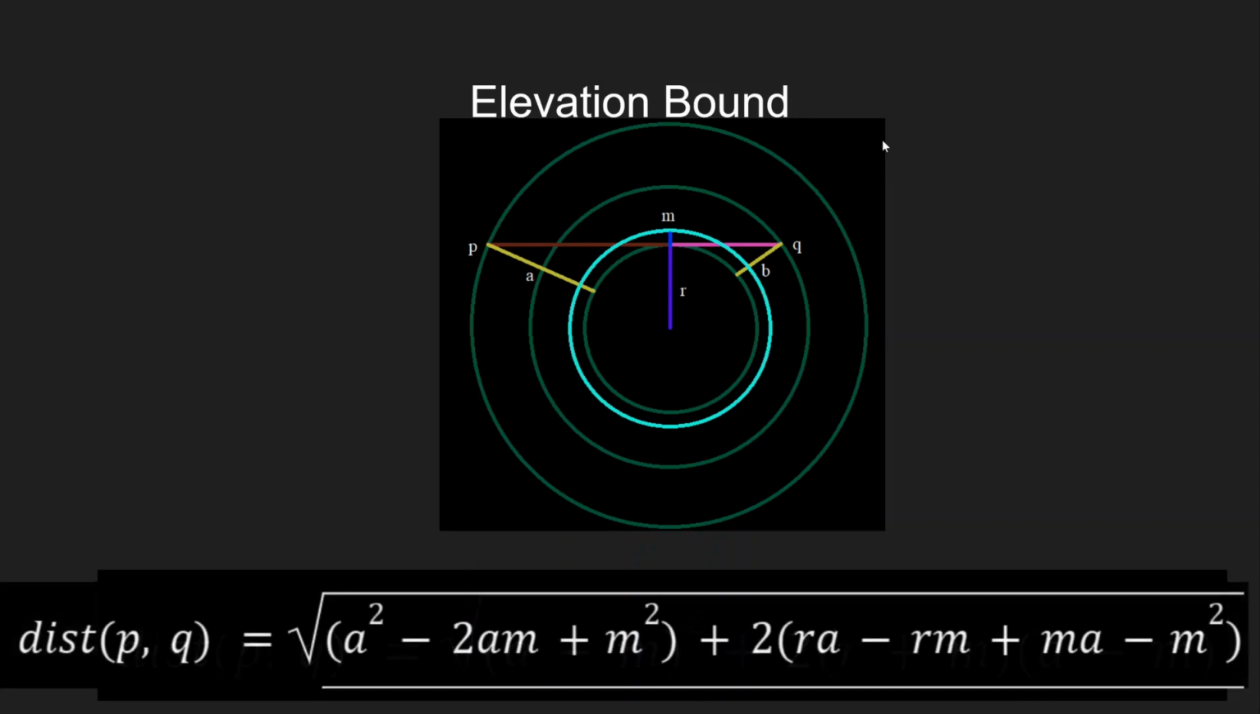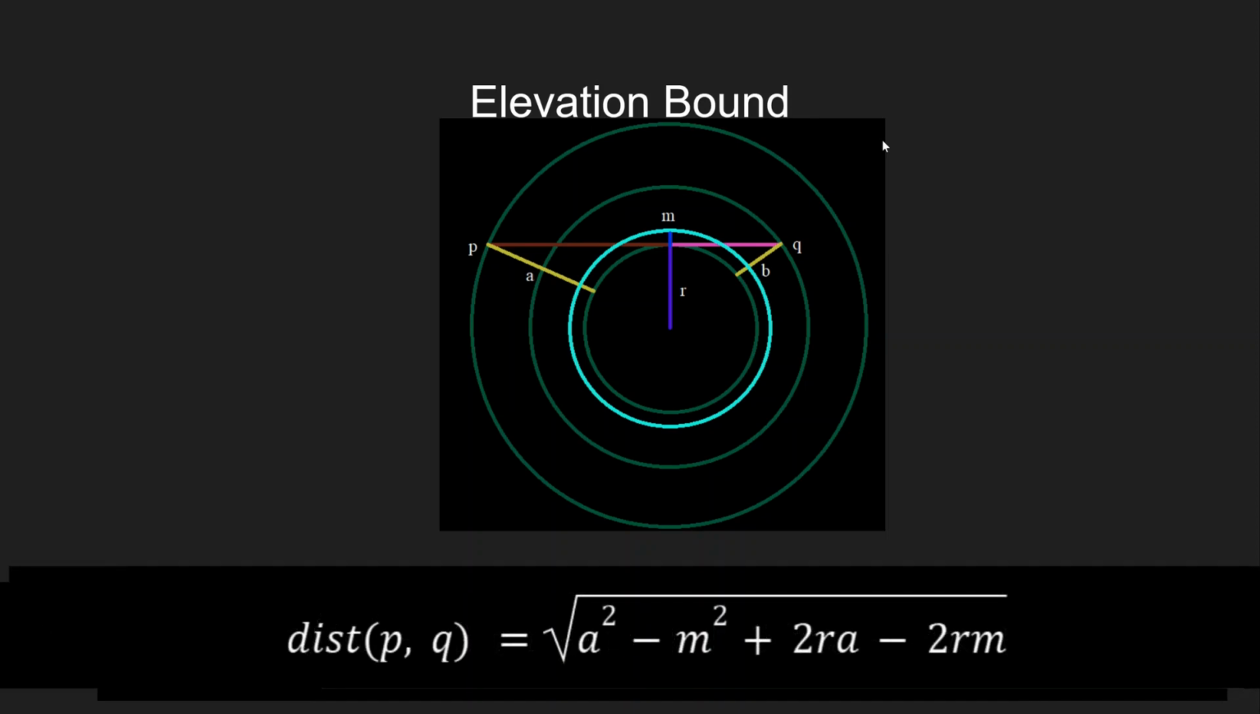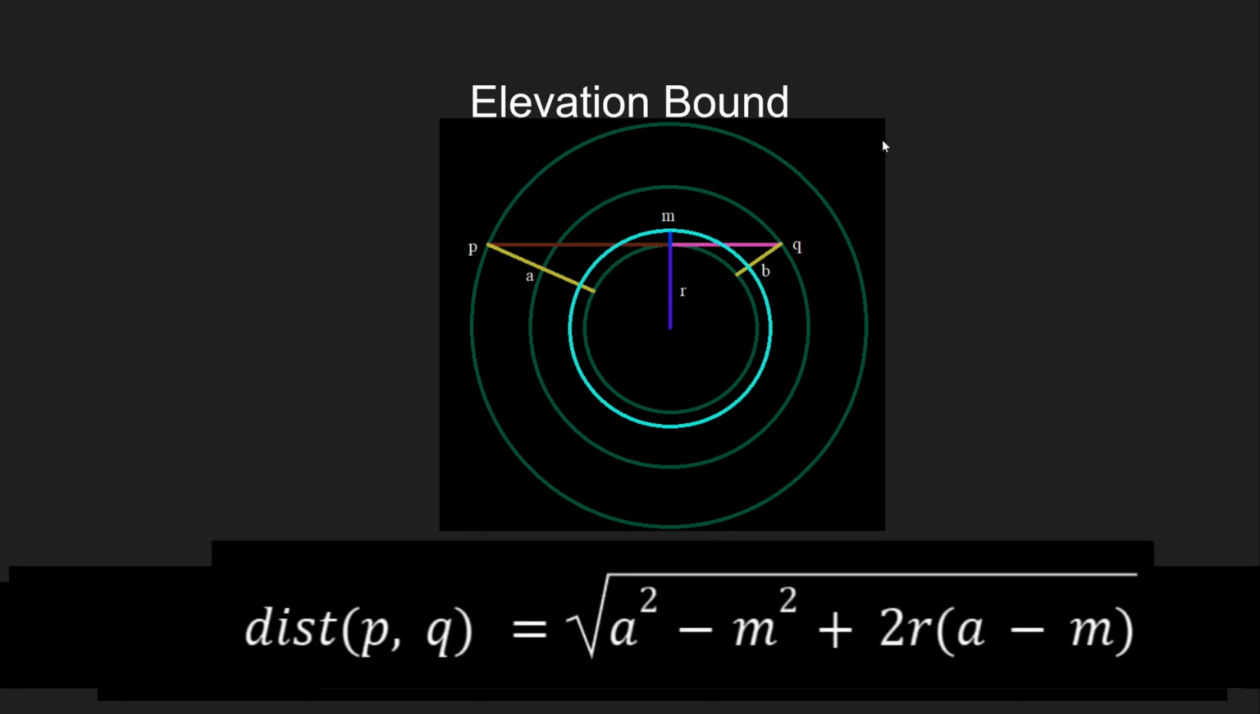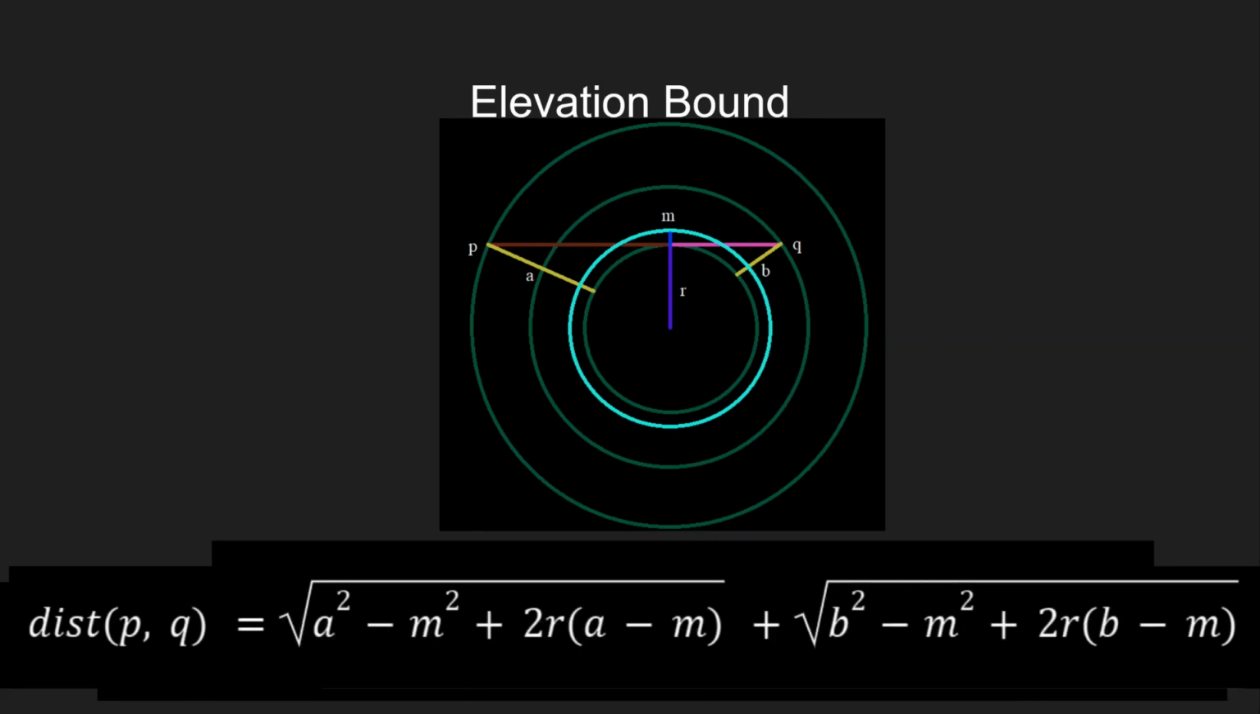So we can simplify this equation by distributing those monomials out. And we can also combine like terms. And we can factor out a 2r from that A and M. So we get this distance here. Now we can plug in A and B into this equation and add those two together to get this other bound that we needed to find.